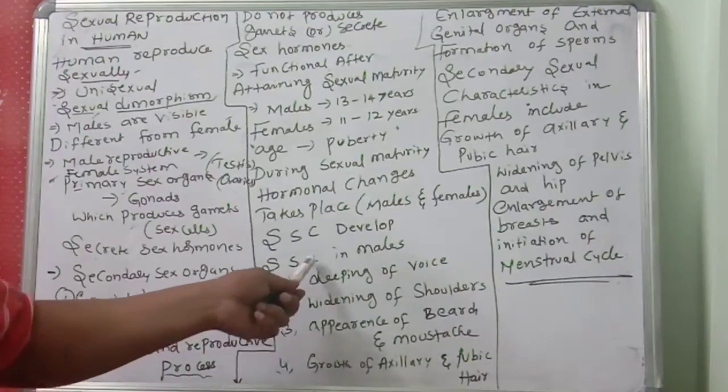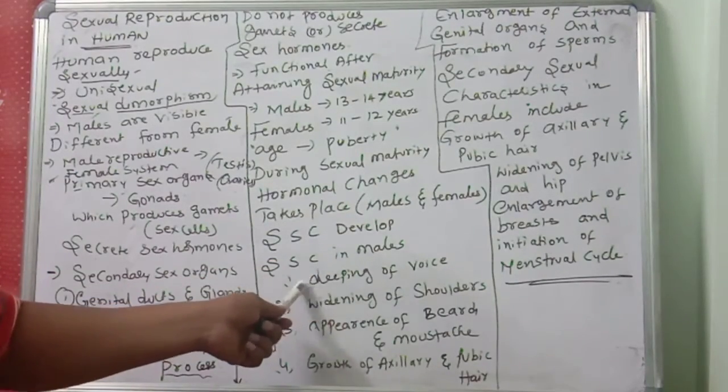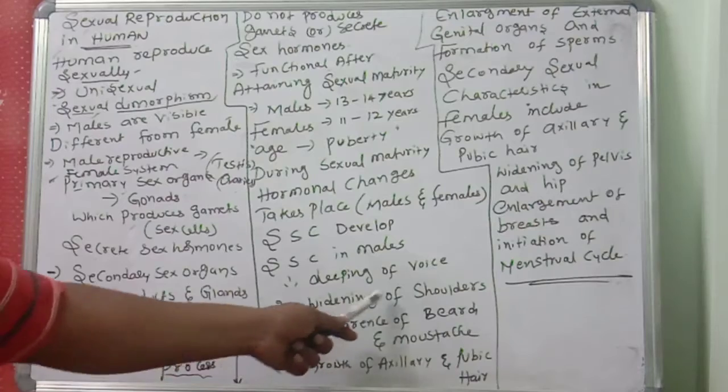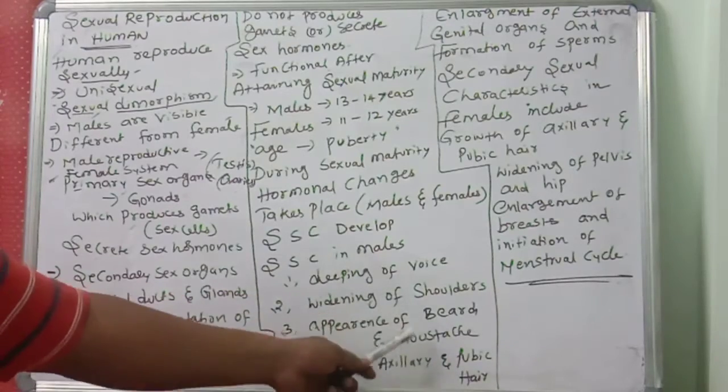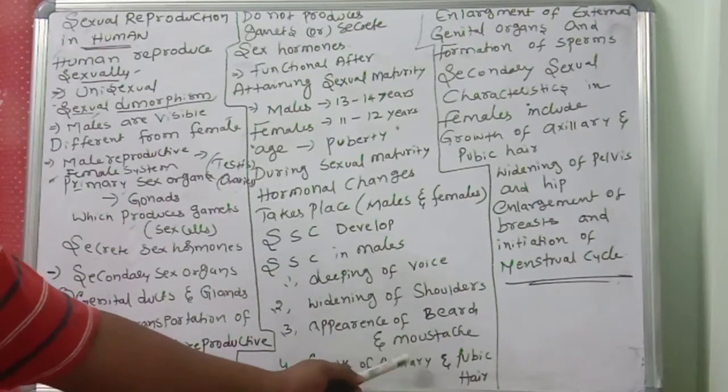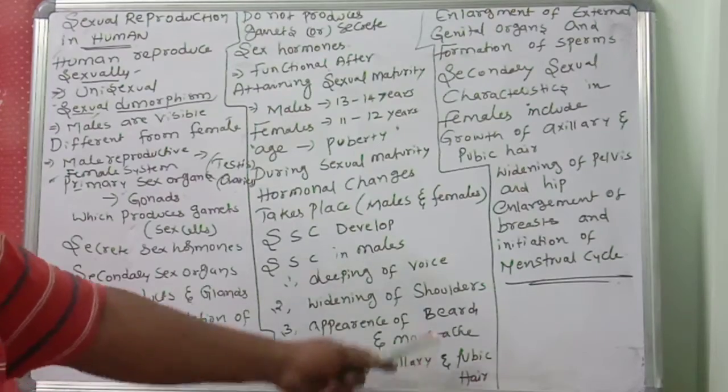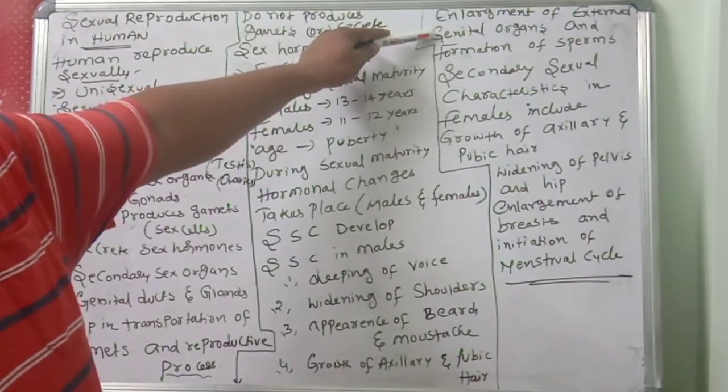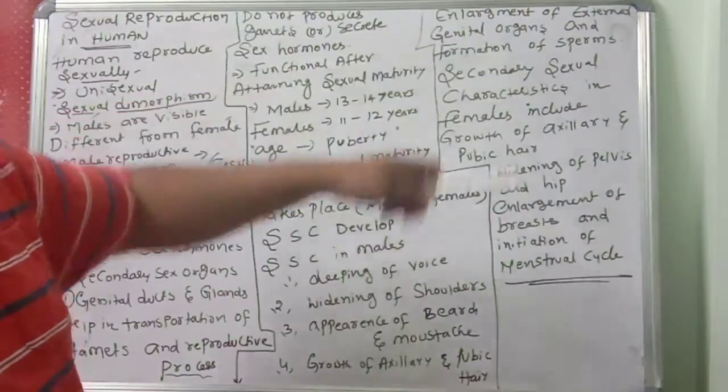What are the secondary sexual characters in the males? Deepening of voice, widening of shoulders, appearance of beard and moustache, growth of axillary and pubic hair, enlargement of external genital organs, and formation of sperms.